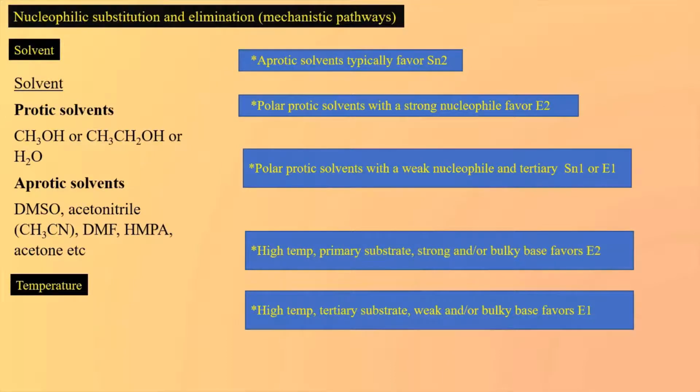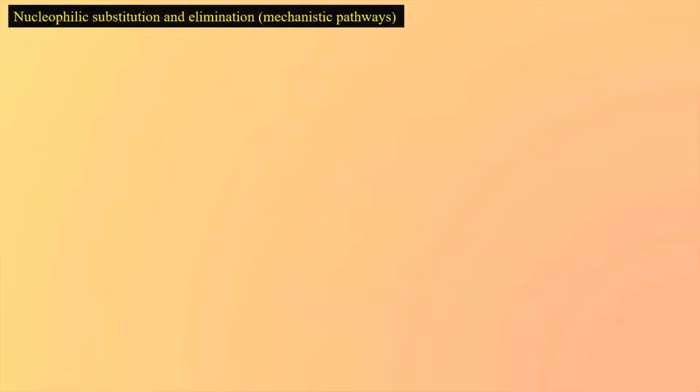Whether it's weak or weak and bulky, it doesn't matter. So at high temperature, the carbon substrate doesn't even matter. If it is strong or strong and bulky, then it's E2. With a high temperature and a tertiary carbon substrate, weak or bulky weak, it's E1. Okay, and I've just shown you all the leaving groups. You do not have to memorize this.